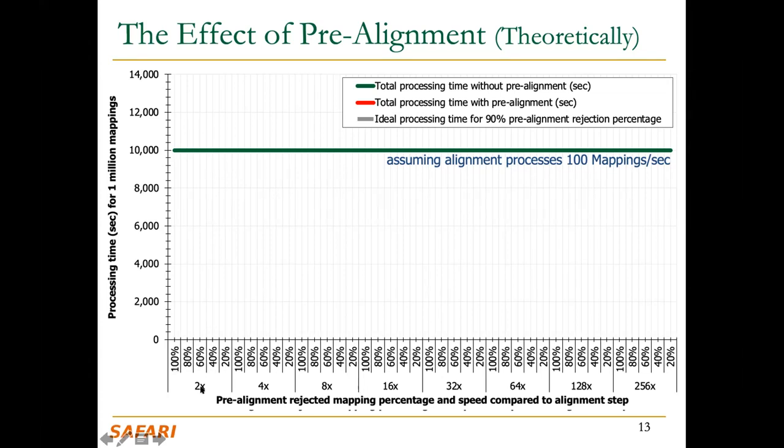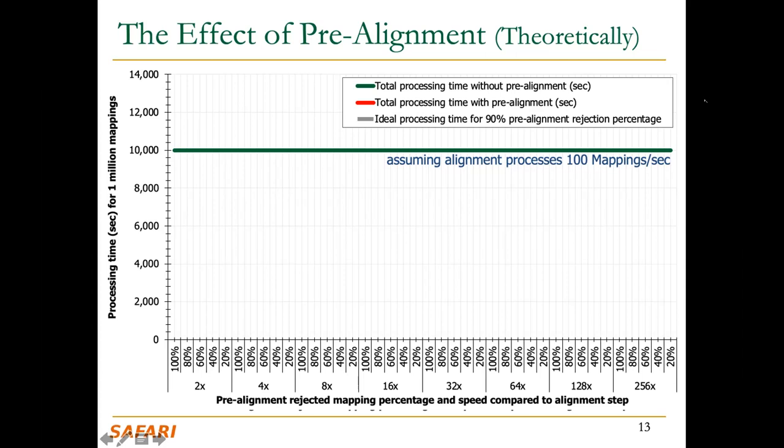The second row is the speed of the filtering compared to the sequence alignment. So if the filter is 2x faster than the alignment, or 4x or 8x, and so on. So we have 8x, 16x, 32x and so on. Now the green line on the y-axis is the processing time for 1 million mappings. So for example, at this point, we have 10,000 seconds for 1 million pairs.